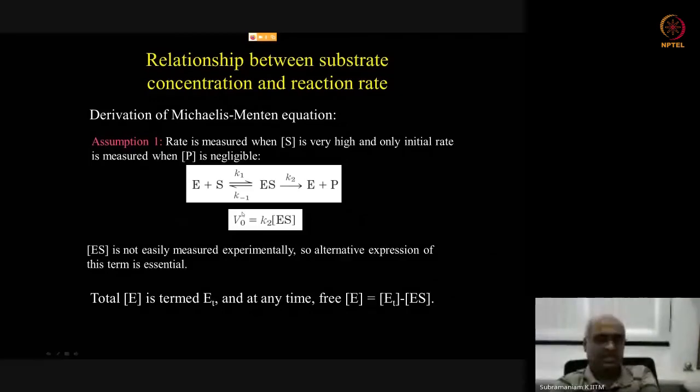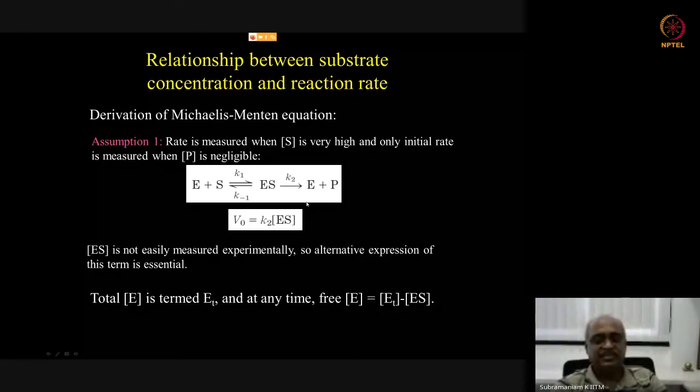So the first assumption is that we are measuring very early, such that the substrate concentration is very high and the product formed is negligible, and as a result this K minus 2 reaction we are going to ignore. That is assumption number 1. Assumption number 1 is that we are measuring very early at a point where the concentration of product is negligible. Therefore, we do not consider this reverse reaction of E plus P giving ES. And that is the reason K minus 2 is not shown in this equation. It is not because this is an irreversible reaction.